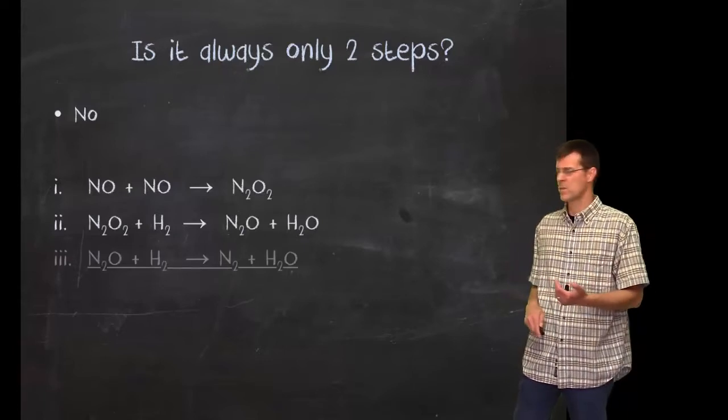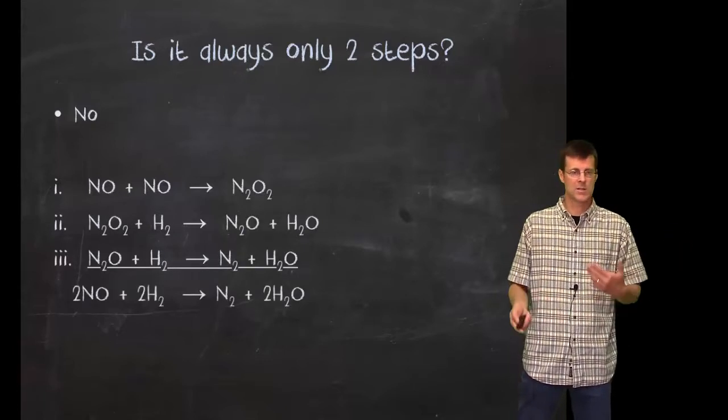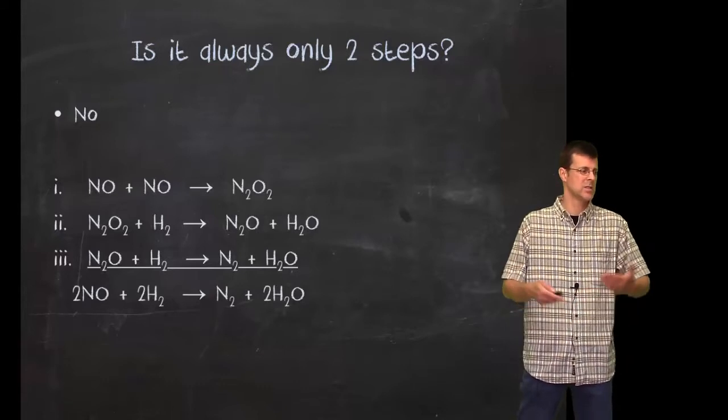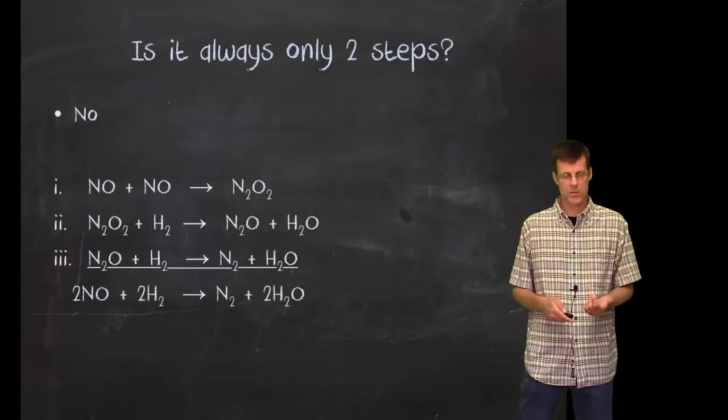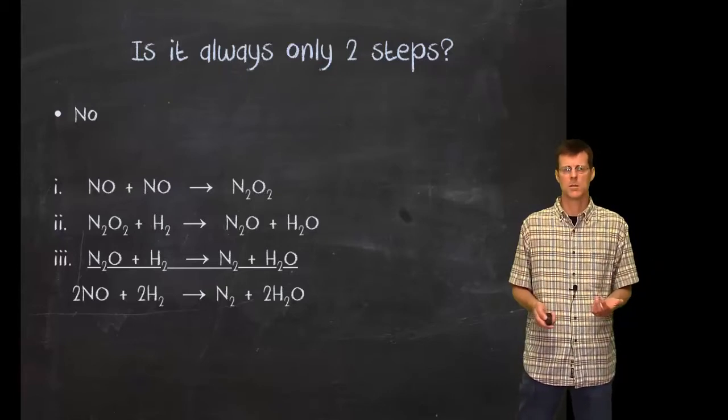But here's an example of a case where there's actually 3. And we could go through and we could cancel out the reaction intermediates, and we would end up with an overall reaction that looked like that. So 3 steps. Could it be more? For sure. Does it matter? No, we'd still be doing the same thing.